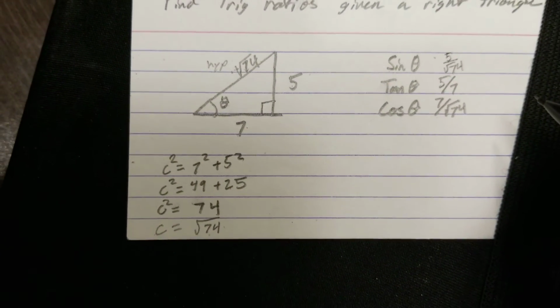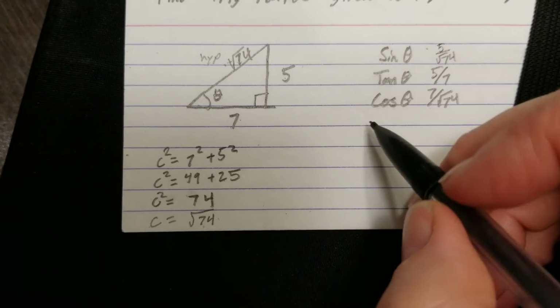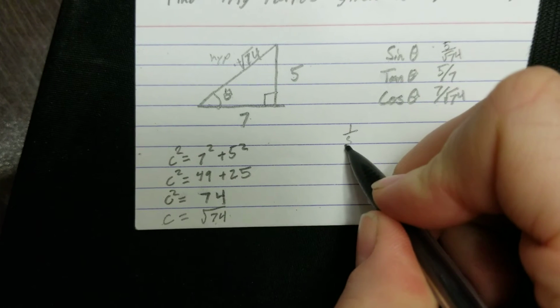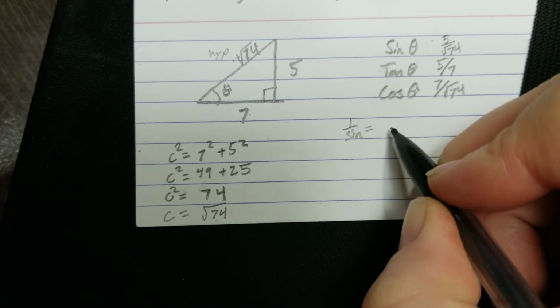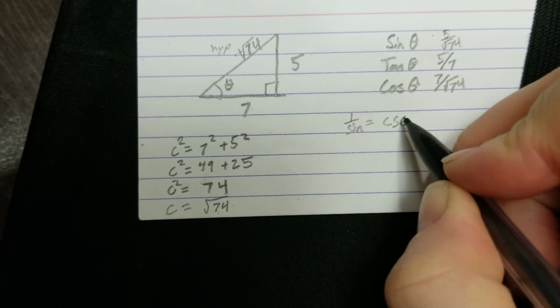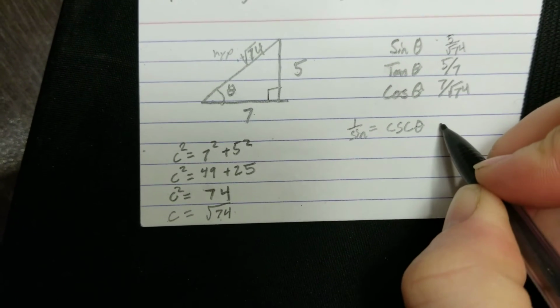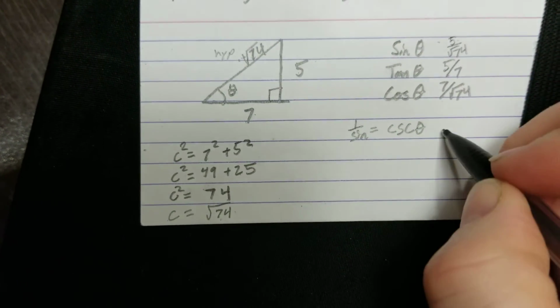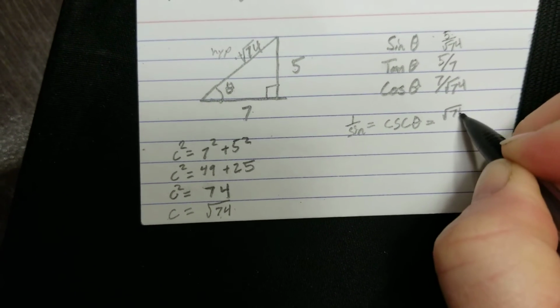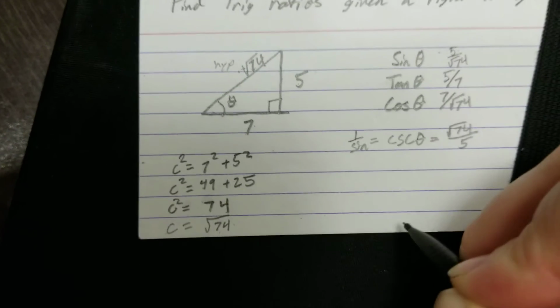Now, there are three other trigonometric values. For sine, there is 1 over sine. We call this cosecant. Okay? So cosecant theta is going to be the opposite of this. So that's going to be square root 74 over 5.